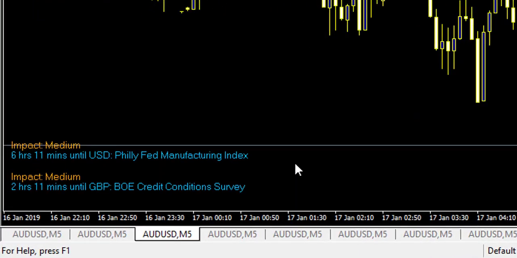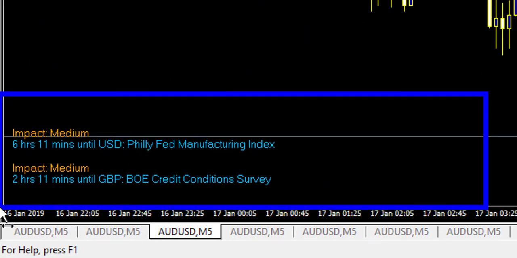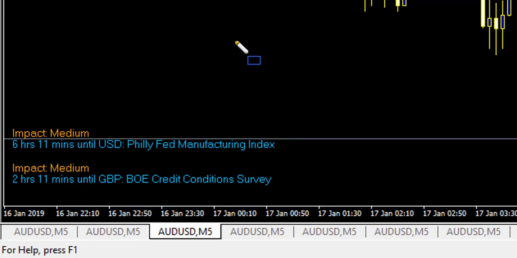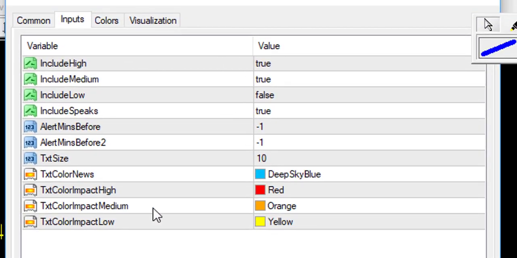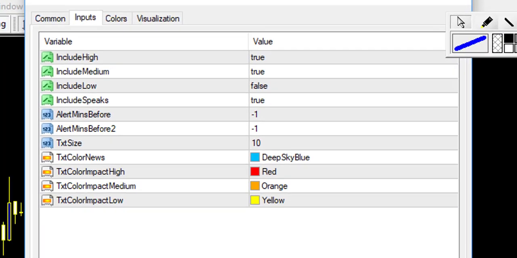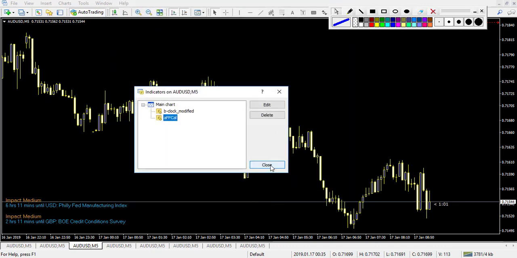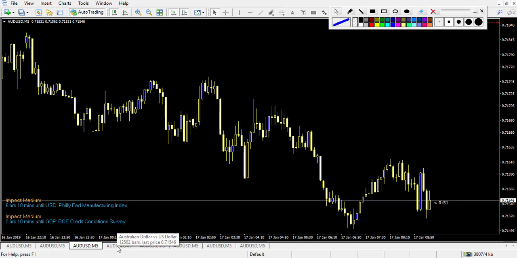The second indicator is the AFCAL on the left corner of my chart, right here. This will show you how much time remains until the next news. If you go in the setup, you define your specific colors and so on. It's a good tool, and it will alert you in real time based on the Forex Factory economic calendar. So it will give you security, and you will always have in front of your eyes when the next impacting news will be. And you don't trade 30 minutes before or 30 minutes after an impacting news.